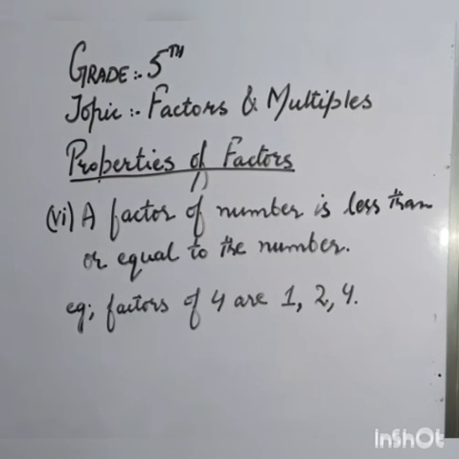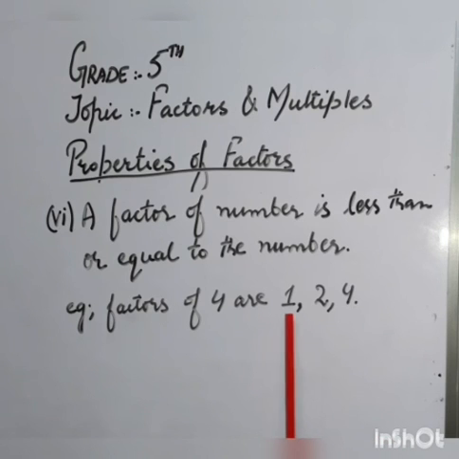Now students, last property of factors is a factor of a number is less than or equal to the number. एक नंबर का फैक्टर जो होता है या तो वो नंबर से छोटा होगा या नंबर के बराबर होगा, but that will never be greater than the number. नंबर से बड़ा नंबर का फैक्टर नहीं हो सकता. For example, factors of 4 are 1, 2 and 4. सो 4 के फैक्टर्स अभी हमने पिछली प्रॉपर्टी के टाइम देखे कि 4 के फैक्टर्स हैं 1, 2 and 4.